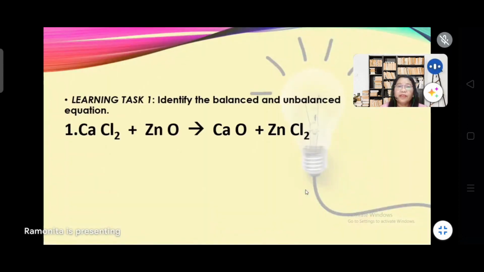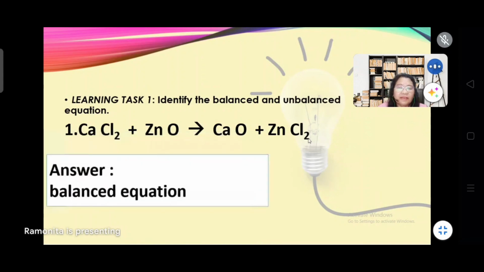Since you know already how to balance an equation using the law of conservation of mass, let's have one activity. Learning task 1. Identify the balanced and unbalanced equation. Number 1. You have calcium chloride and zinc oxide produce calcium oxide and zinc chloride. Is the equation balanced or unbalanced? Okay, very good. It is a balanced equation.